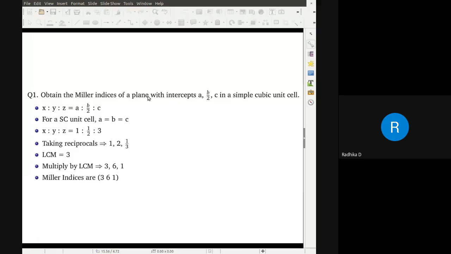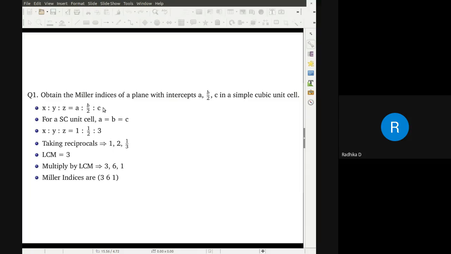Obtain the Miller indices of a plane with intercepts a, b by 2, c in a simple cubic unit cell. So what are we being given? We are given the intercepts a, b by 2 and c, and we have to find the Miller indices. So this a is for x direction, b by 2 is for y direction, and c is for z direction. So we'll write it like this: x is to y is to z is equal to a is to b by 2 is to c.